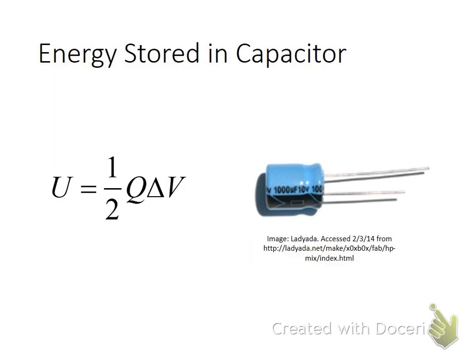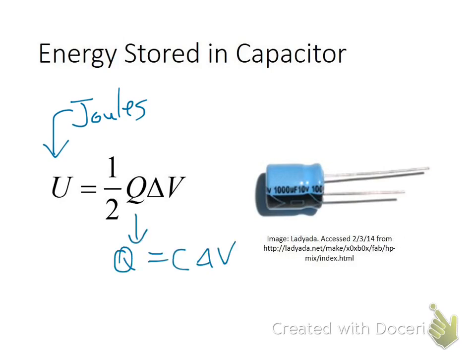And the amount of energy that's stored in a capacitor in joules, energy is always in joules, is going to be 1/2 times Q times V. Now, since Q equals C delta V, if I wanted to find an equation that involved capacitance and voltage and gave me energy, that would be 1/2 times C times V times V. So 1/2 times C times the change in voltage squared will also get me the energy in joules.